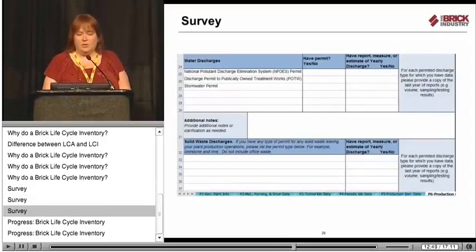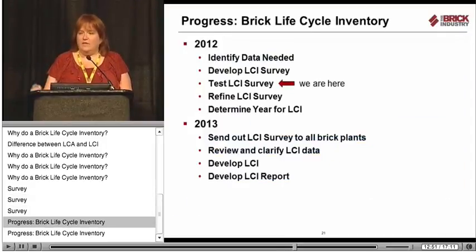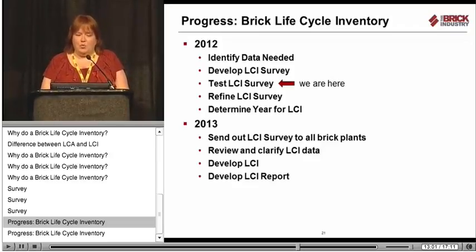Progress so far in 2012, we've identified the data needed. We used a consultant to make sure we were getting everything right, so when we gathered this data, we wouldn't have a missing piece. We've developed the survey. We redeveloped the survey. We have now sent out a beta test on the survey. We're going to be refining it. Right now we're asking for every material safety data sheet you have. Sorry. But we're looking for ways that we can reduce it.